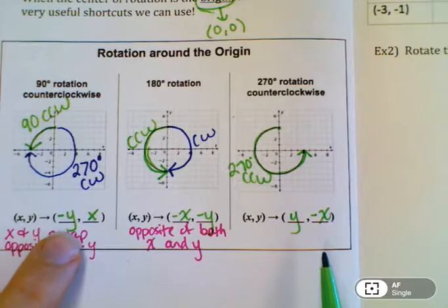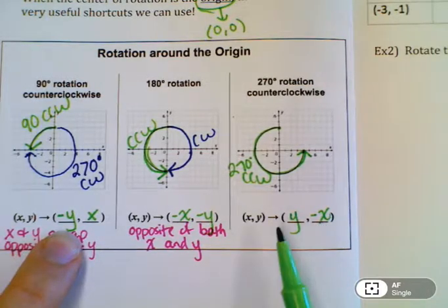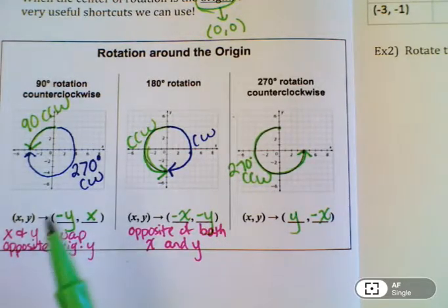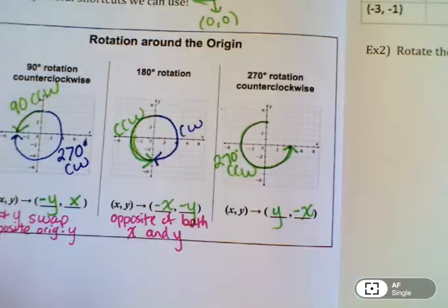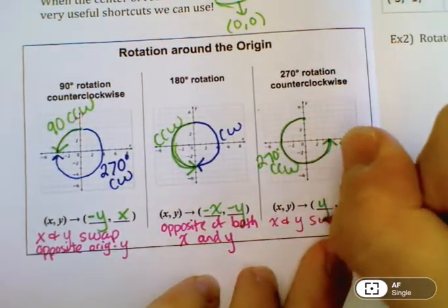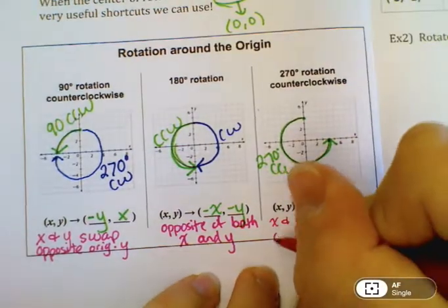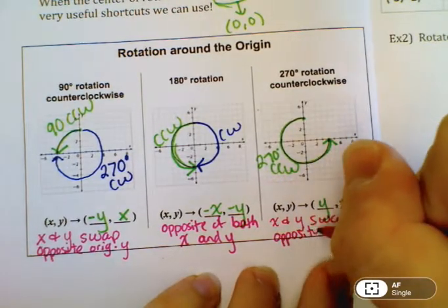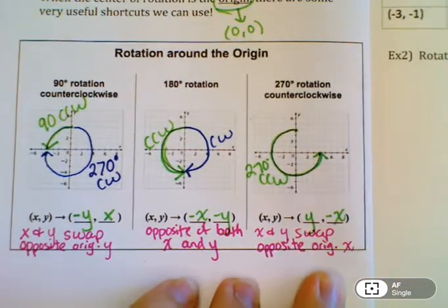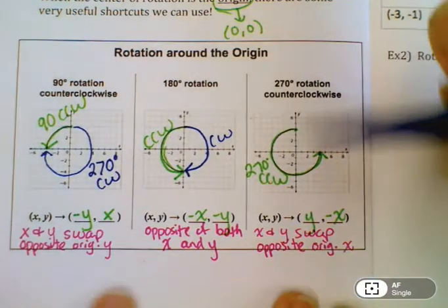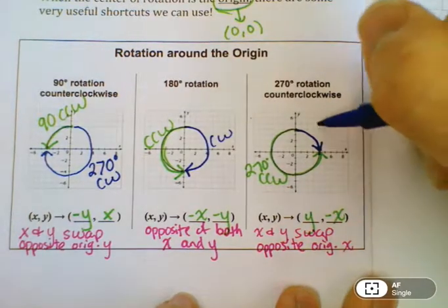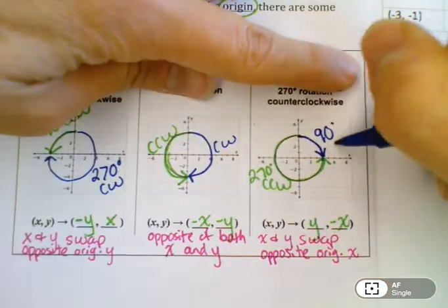So it's very similar to this rule where the two swap positions, but this time instead of making the original y opposite, we're going to make the original x opposite. So let's write that out. x and y swap, and then you do the opposite of the original x. And then I hope you can see here that a 270 degree rotation counterclockwise is the same as a 90 degree rotation clockwise.